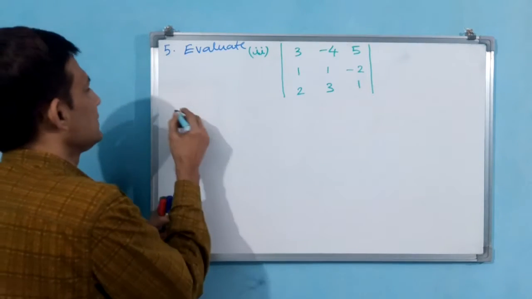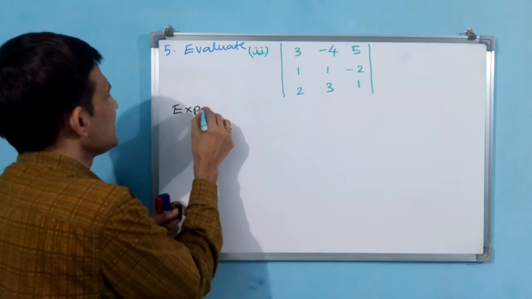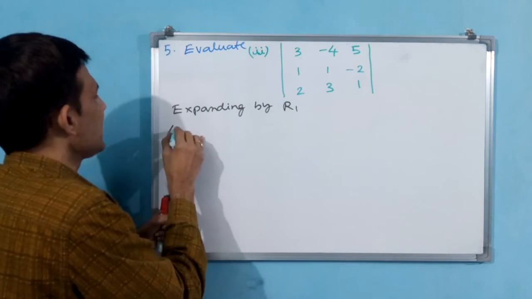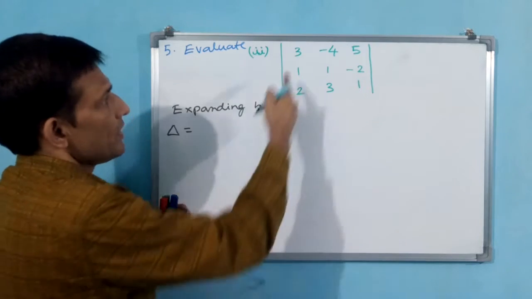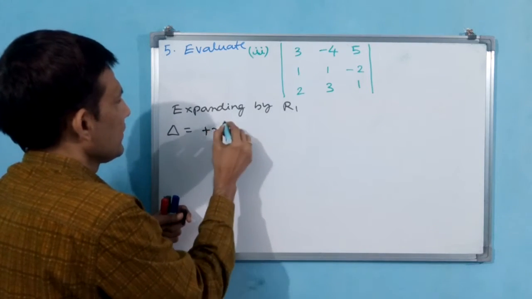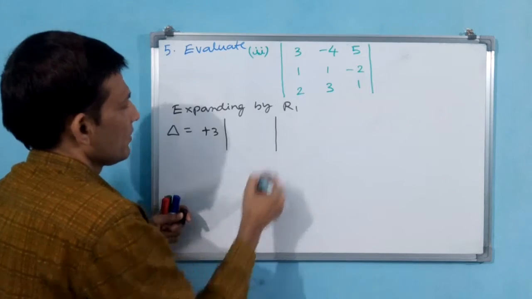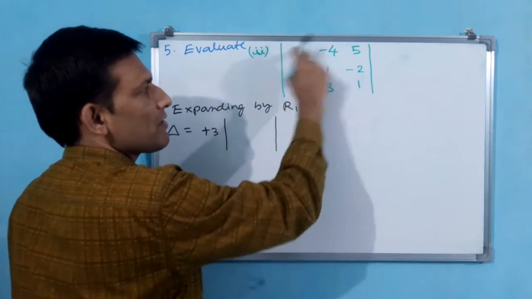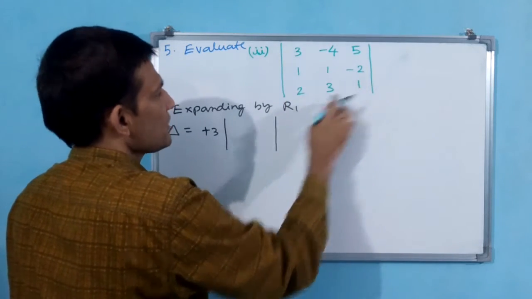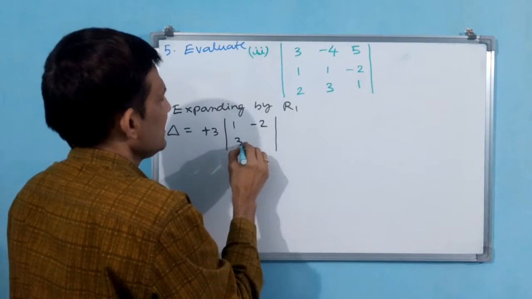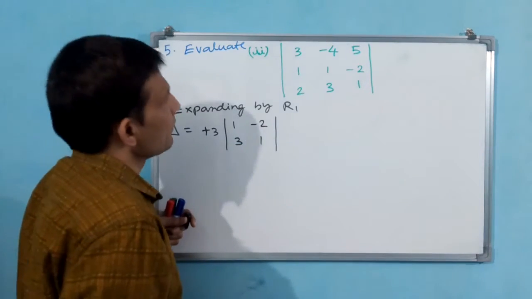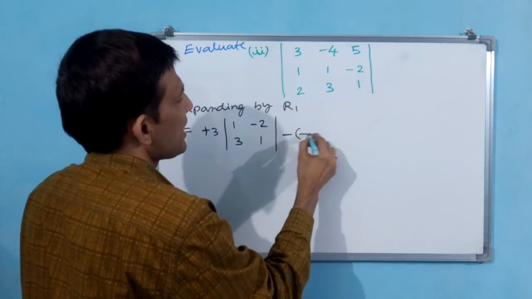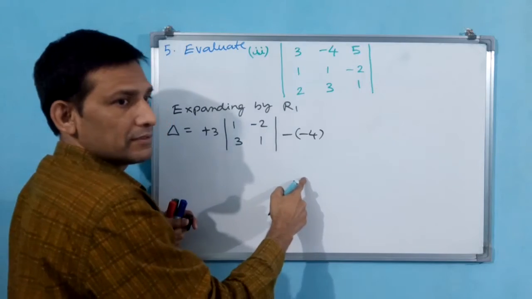Write down, expanding by R1. Delta is equal to, okay, plus 3. See, 3 is in R1, column 1. Then if you close R1, column 1, automatically 1, minus 2, 3, 1 will be there. Okay? Now, minus, plus, minus, plus. Minus of minus 4. Why? Because already minus is there. Okay?